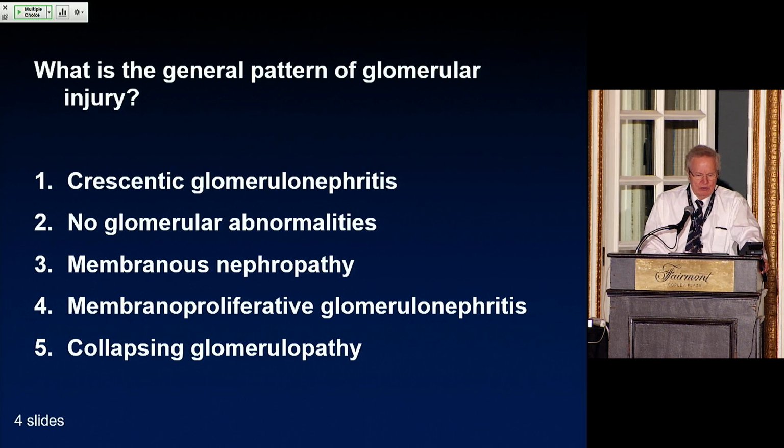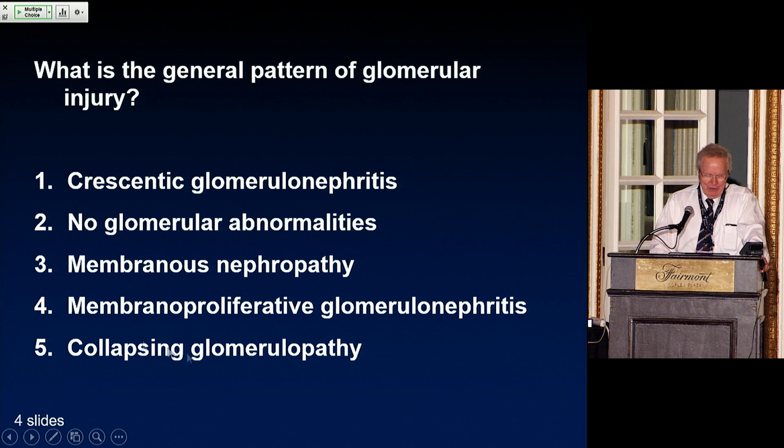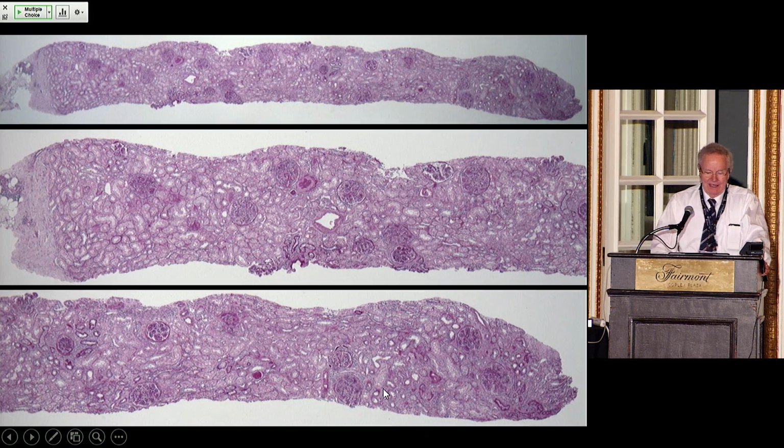And the kidney biopsy was performed. So I'm going to show you the kidney biopsy, and you will answer eventually, hopefully, this question. I will show you 4 slides, and the question that I'm posing: crescentic, no glomerular abnormalities, membranous changes, membranoproliferative changes, or a collapsing glomerulopathy. So here we go with the 4 slides that I have chosen.